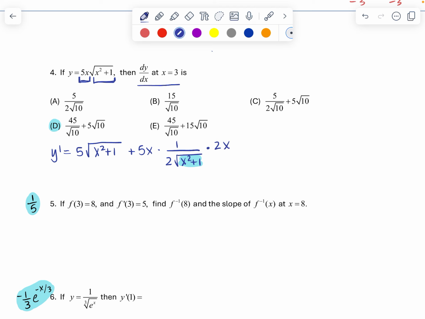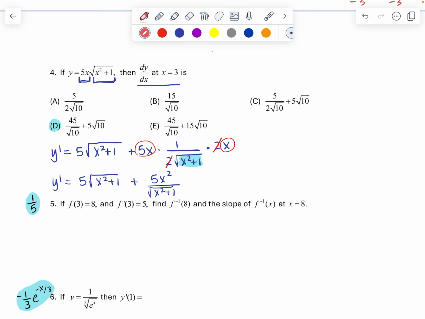Okay, now you guys look for something that you can clean up because this is kind of gross. A 2 on the top, a 2 on the bottom, I can cancel. And then you guys, this 5x times x is going to be 5x squared. So I'm just going to do a little bit of cleanup before I plug in. So this will be 5 square root of x squared plus 1 plus, and that 5x times x gives me a 5x squared all over the square root of x squared plus 1. All right, so there's my derivative.